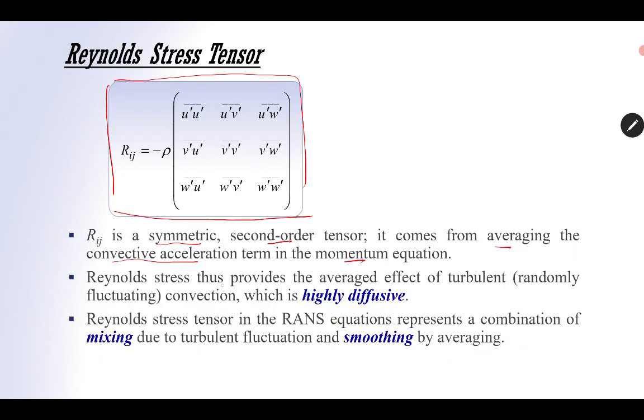Basically, Reynolds stress provides the average effect of the turbulence, or we can say the randomly fluctuating convection, and of course very highly diffusive. The Reynolds stress tensor represents the combination of mixing due to the fluctuation and smoothing by averaging.